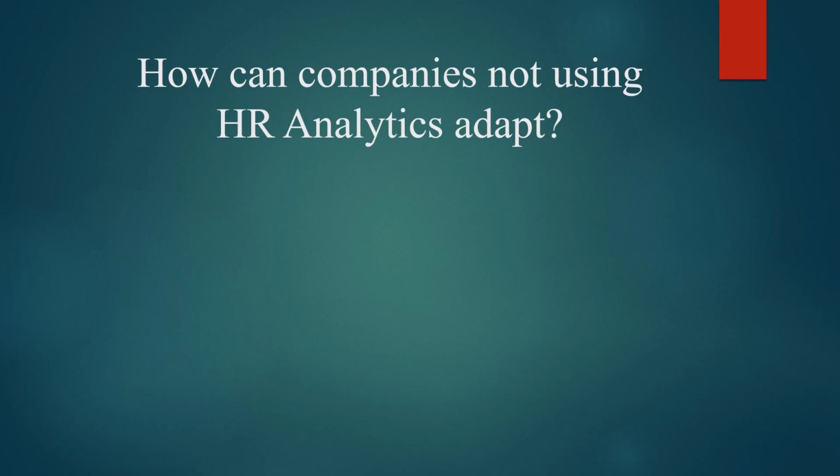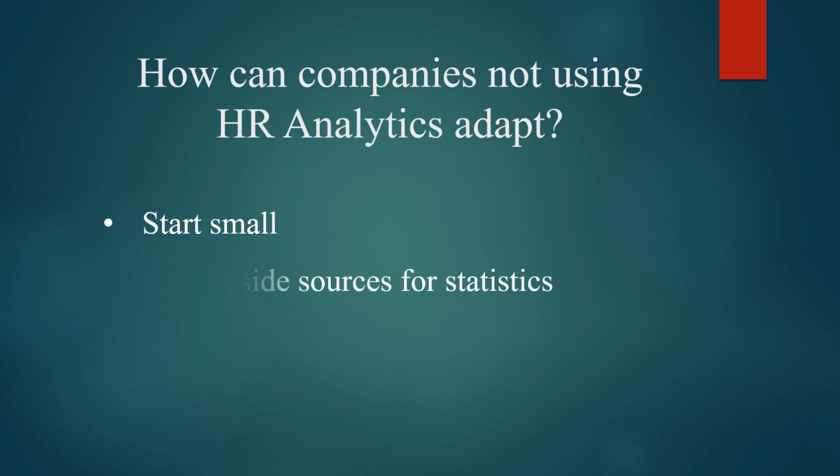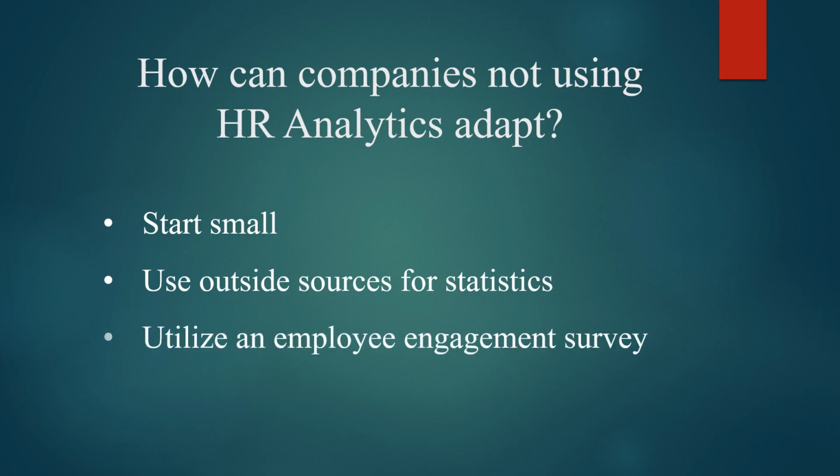Not every company is poised to be able to collect a lot of data. So what can these companies do? They can start small, find one area of concern, decide what data points will help them best understand the problem, and build a program to address that problem. They can utilize outside sources for statistics, such as the Bureau of Labor and Statistics and industry-related surveys. Also, they can utilize employee engagement surveys. These are an easy way for any size company to gather data on what is important to your employees. This way they can get started small.